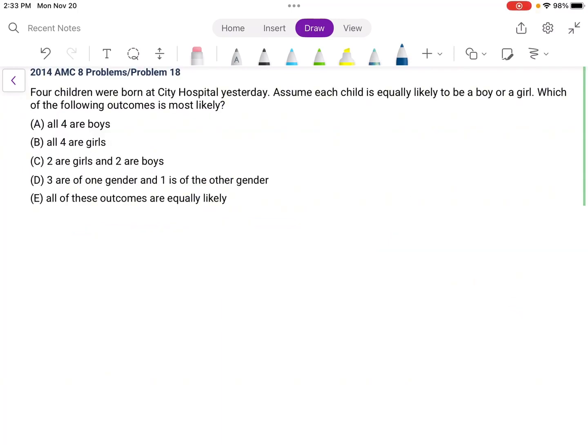Problem 18. Let's first calculate how many girl and boy combinations there are in total, because within the 4 children, each of them can be either a girl or a boy, so the total combinations would be 2 to the power of 4, that equals 16.